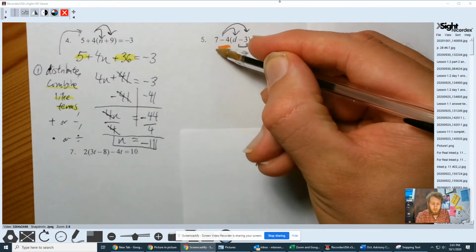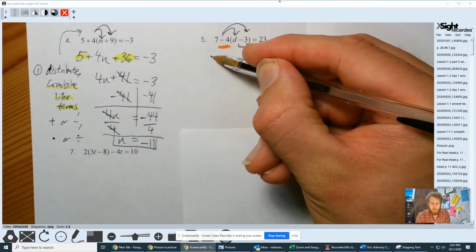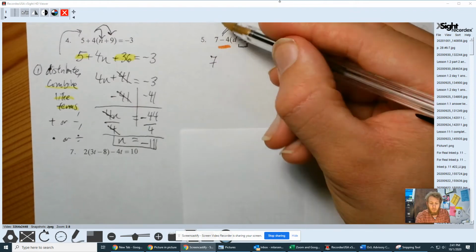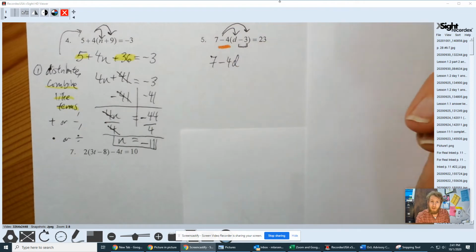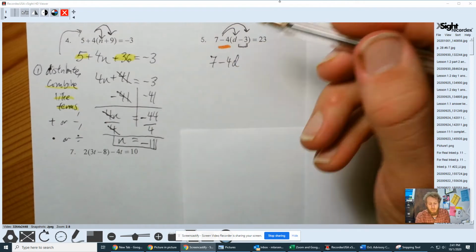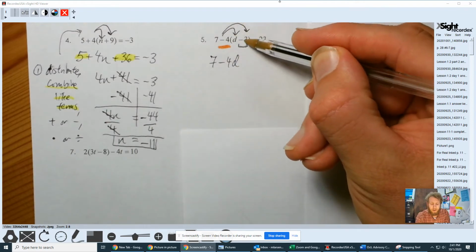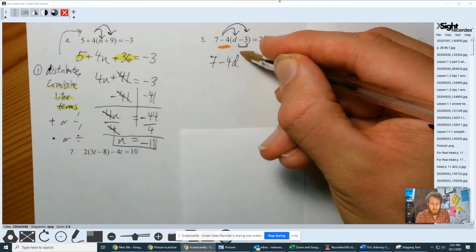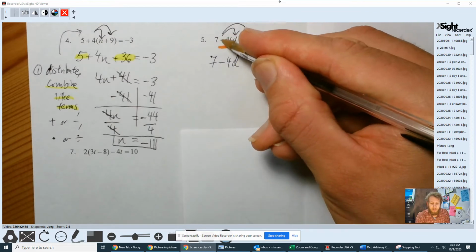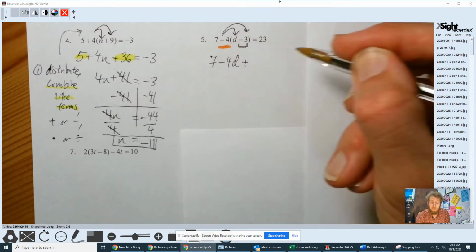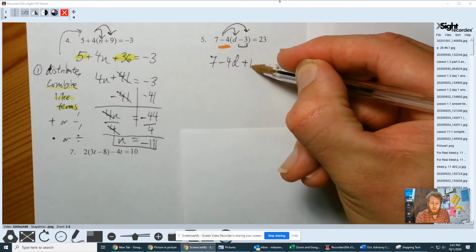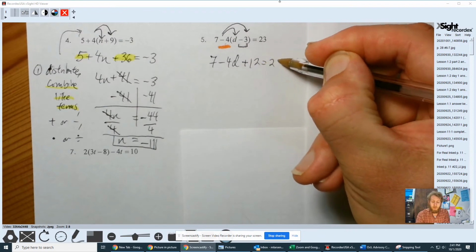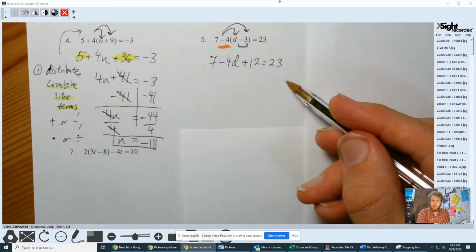Here's what I will have when I distribute. The 7 stays on the outside at the beginning. -4 times d gives me -4d. -4 times -3, those are both negatives, so I can see the eyes of the dozing man, so I put a plus sign because he's asleep and he's happy. 4 times 3 is 12. And it still equals 23 like the original equation shows.